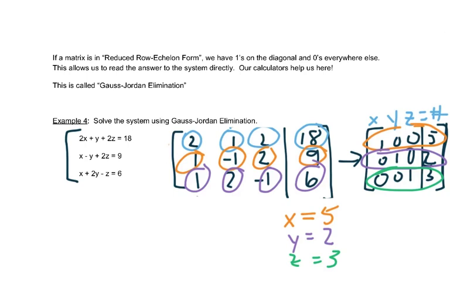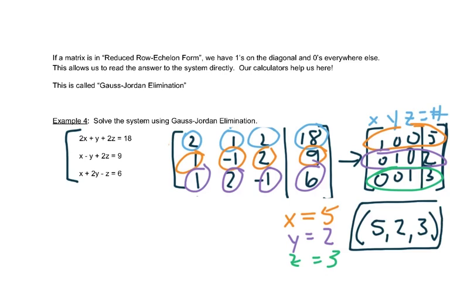We're going to write that as a point. So it would be (5, 2, 3). And this is our answer. That's the x, the y, and the z that work in all 3 of those equations at the same time.